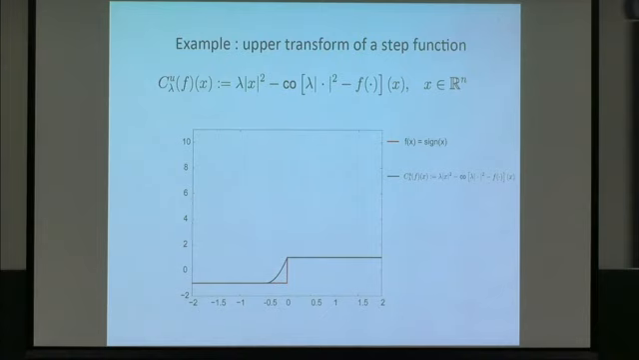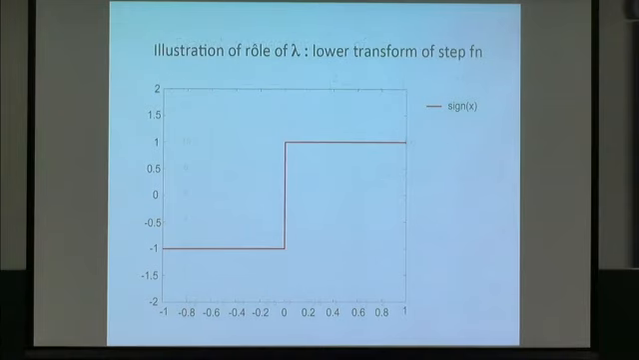Before I give a list of general properties, let me just illustrate the role of the parameter lambda. In the pictures that I've just drawn, it was just for a fixed lambda, but what happens as we change lambda? And what happens is the following.